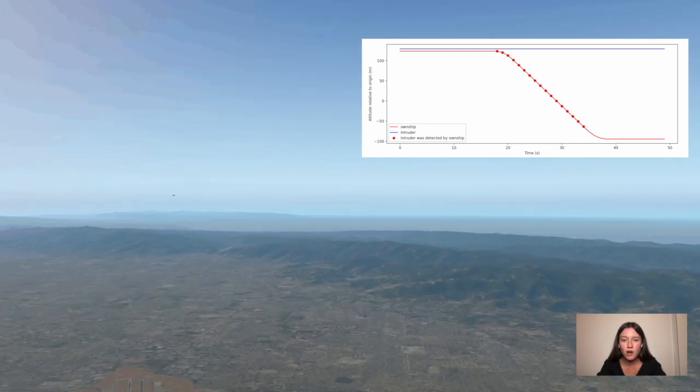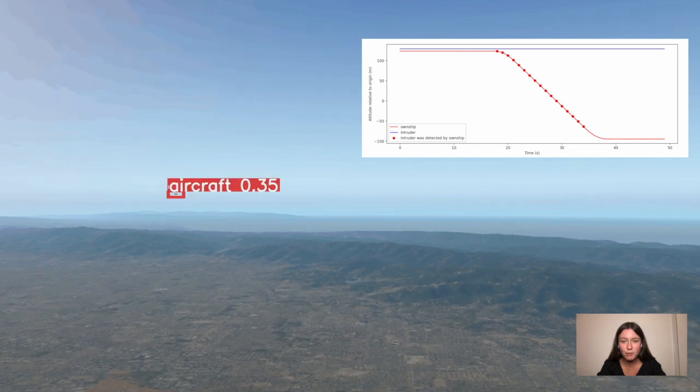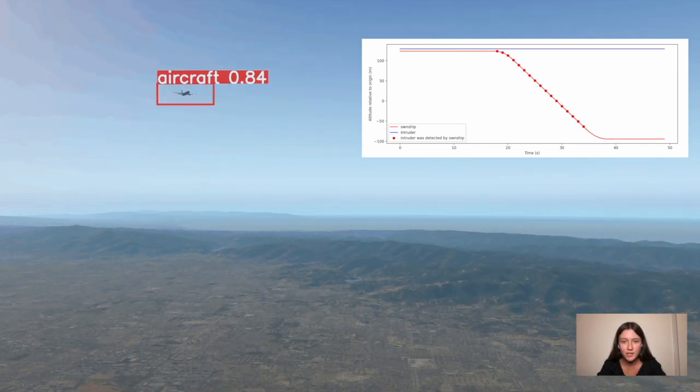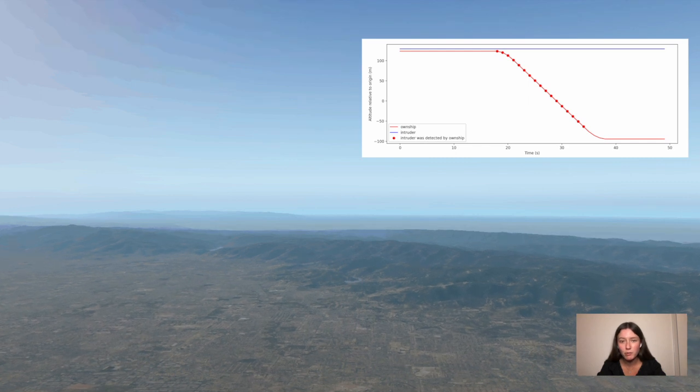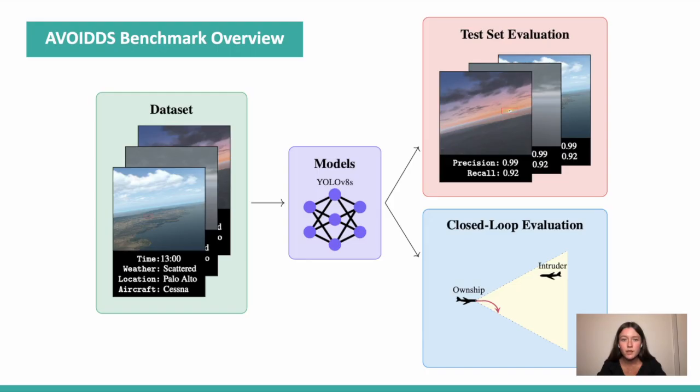The aircraft detect and avoid problem is an example of an incredibly high-risk application that exemplifies the need for extensive and robust evaluation before models can be put into use. Here's where our work comes in to serve as an example of what a robust evaluation system might look like. The AVOIDDS benchmark consists of three main components: a dataset, baseline models, and evaluation capabilities. We cover evaluation on both a test set and in a closed-loop simulator, allowing us to test the intruder detection model both on isolated examples and on the downstream task it is meant to serve.